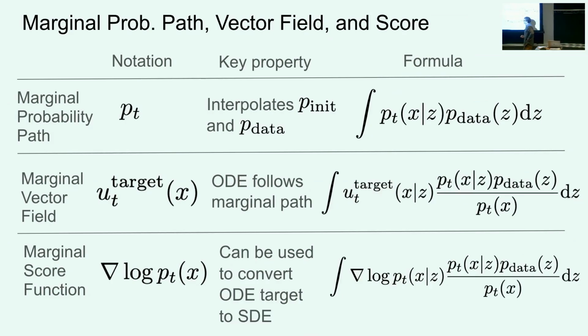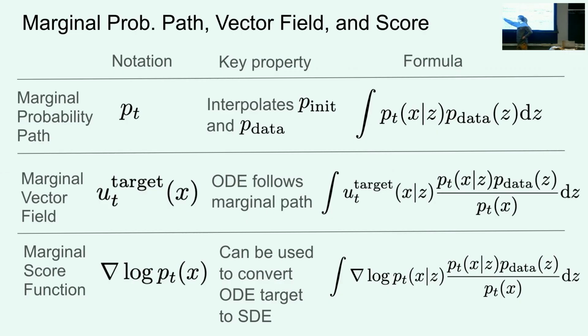Then we transferred all these objects into marginal objects, which means we made the data point z random. So we induced that with our data distribution. The marginal probability path p_t then interpolates between p init and p data. So it starts at the initial distribution and ends at the data distribution. It has the formula given by this integral.